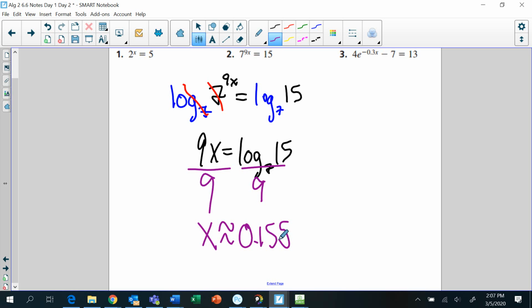Hit second enter. Clear. You divided. Oh, you didn't do the change of base formula. You didn't do this. Log of 15 divided by log of 7, and then divided by 9. You have to do the change of base formula on your calculator.